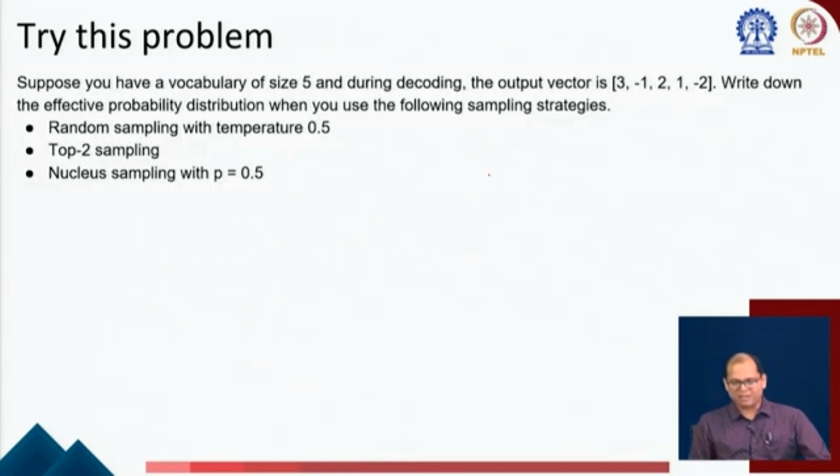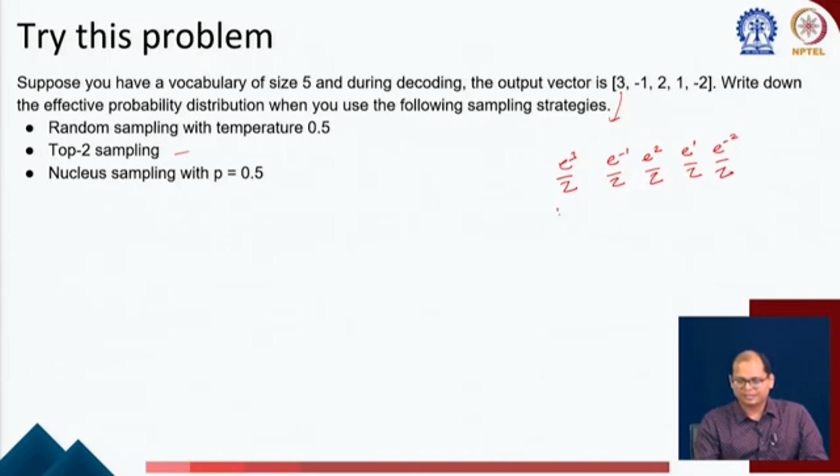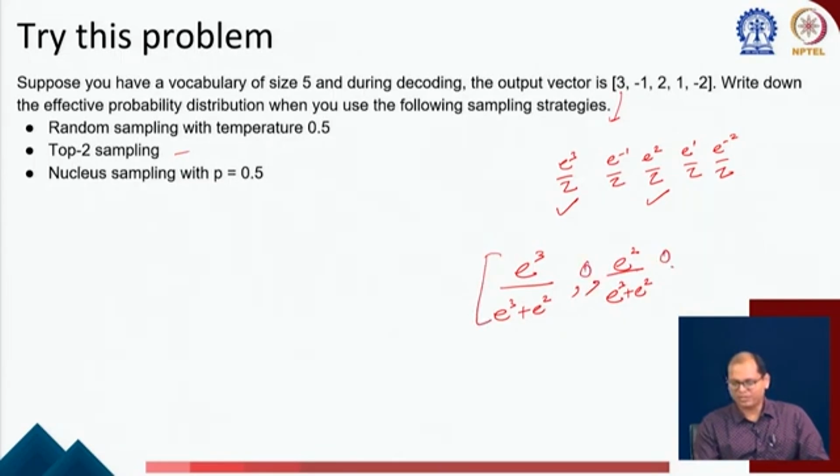Now, what would I do in top 2 sampling? In top 2 sampling, I have to just compute the probability distribution. This will be the normal distribution by softmax: e^3, e^-1, e^2, e^1, e^-2, divided by g. I take the top 2 words. Which are the top 2 words? This and this. I renormalize. So, I will take e^3 divided by e^3 plus e^2, and e^2 divided by e^3 plus e^2. You can also put zeros for the other words so that your dimensions match. So, this is your new distribution and you do random sampling from here.